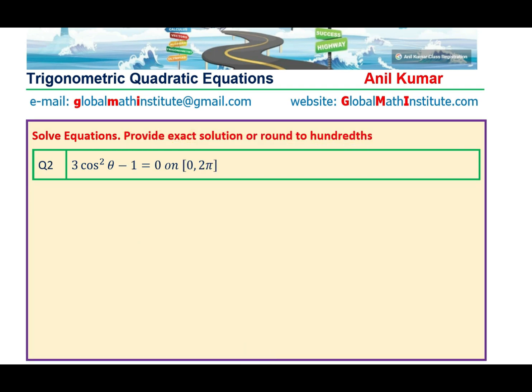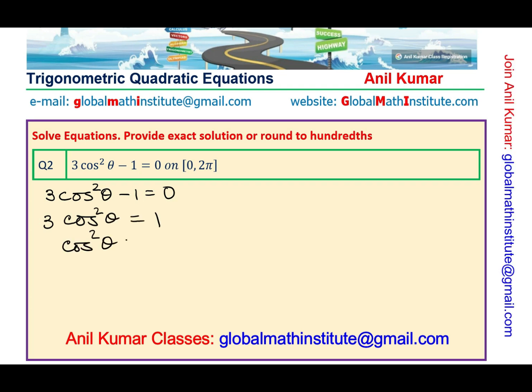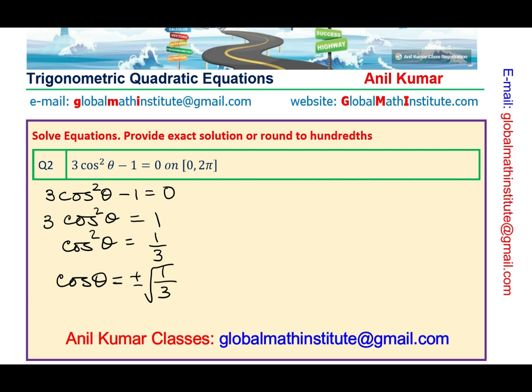Here is the second question, which is, let's copy the question, 3 cos square theta minus 1 equals 0. Rearrange. So we get 3 cos square theta equals 1, or cos square theta equals 1 over 3, or cos theta equals plus minus 1 over square root 3, correct? So 1 over square root 3 basically. Now for this, what can work? Well, plus and minus means that we are looking for four solutions, right?